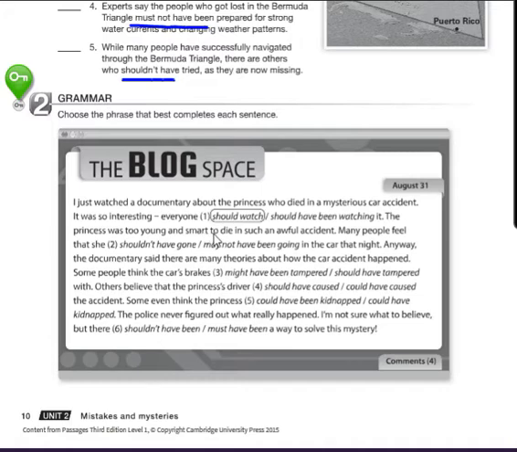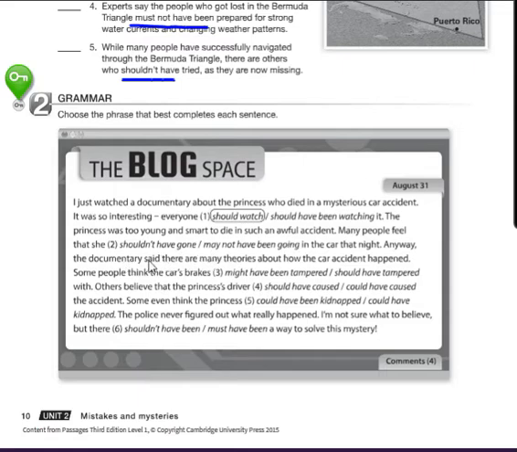The princess was too young and smart to die in such an awful accident. Many people feel that she shouldn't have gone, or may not have been. So may not have been. It's not past. In this case, we are not expressing a degree of certainty. So we have to use advisability, which is shouldn't have gone.